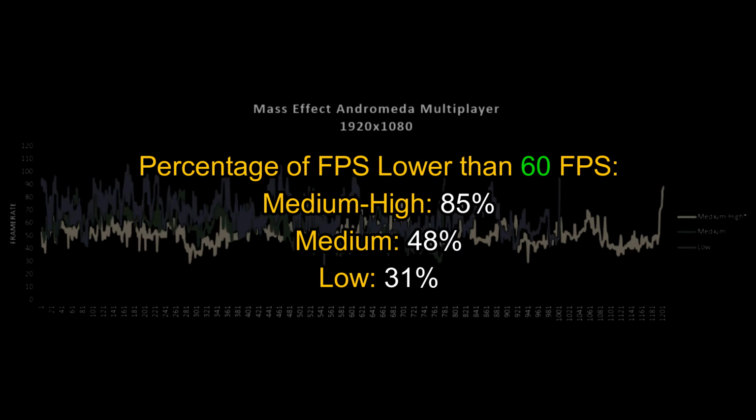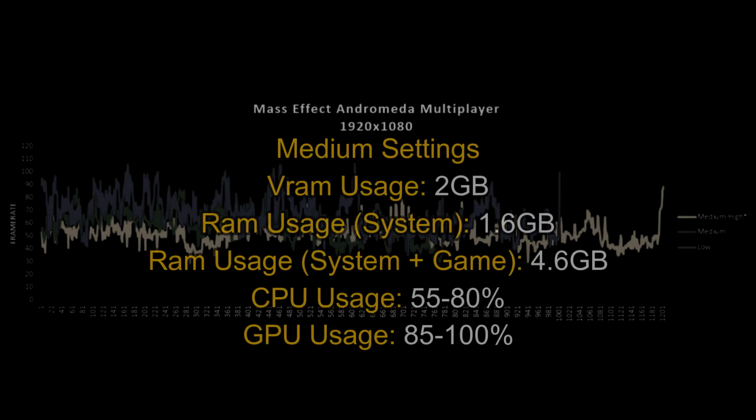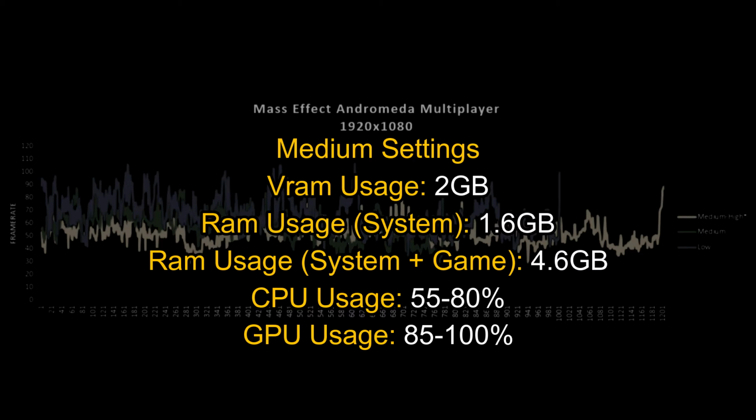And this is for the 60 FPS. I'm not really sure how the consoles run the multiplayer, but one thing is for sure, this is not that bad. The game on median used 2 GB of VRAM, the RAM usage was around 4.6, and CPU usage was around 55 to 80%, but despite not maxing out the CPU, the GPU usage did drop many times from 85 to 100% without recording.